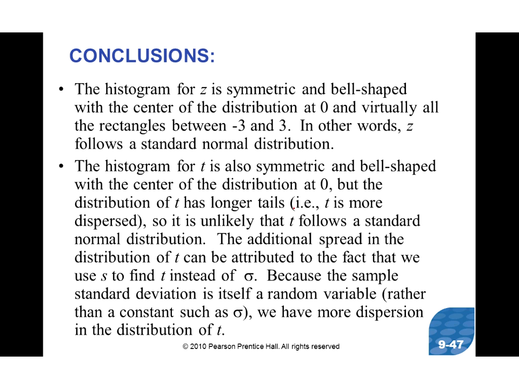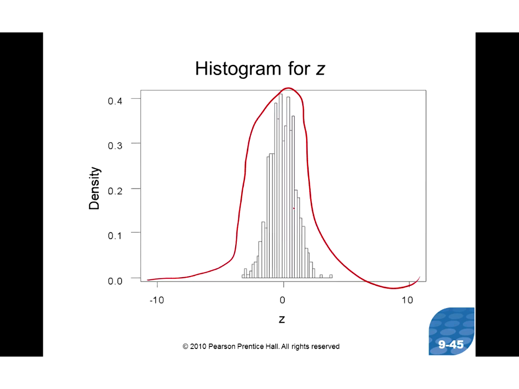That center of the distribution is 0, 0, and all those rectangles are going to fall between -3 and 3. Let's go back and see if that's true. It's hard to see, but yes, it's -3 here and 3. So it's kind of nice and close together.